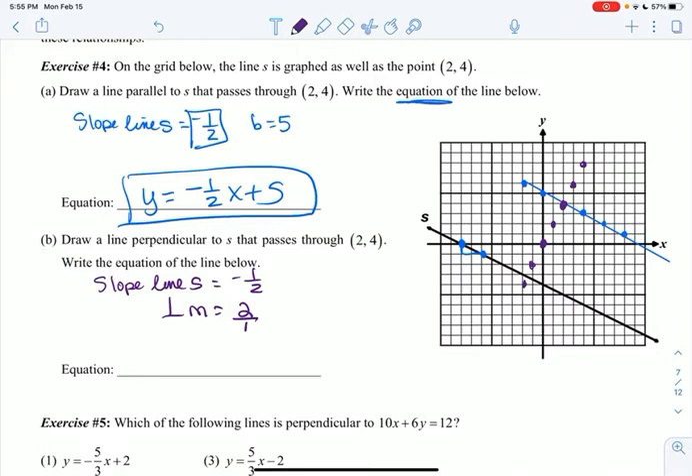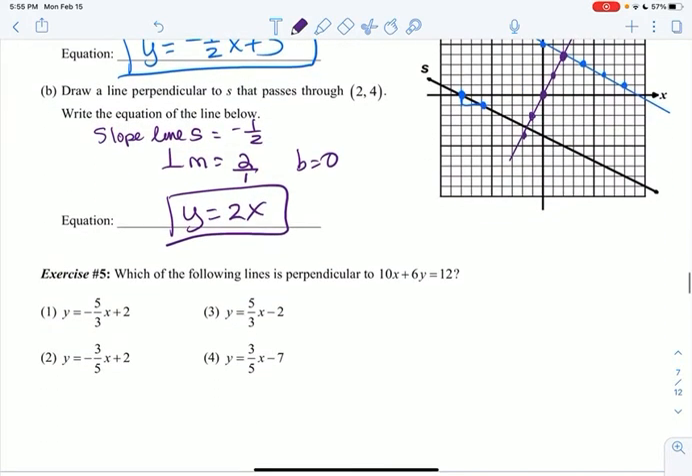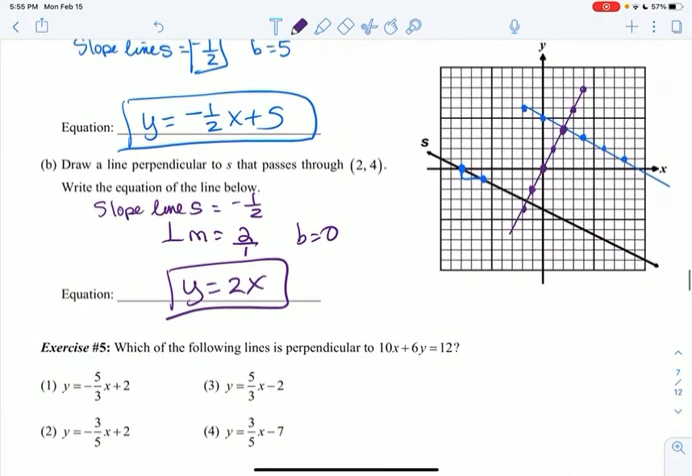All right, and if I connect those, now you can see that they're not actually intersecting. It's not intersecting S at a point, but that's not important. I really just need my y-intercept, and my y-intercept is 0. So y equals 2x. Could I write y equals 2x plus 0? Absolutely, but it's not necessary. Okay, so the purple line is perpendicular to line S, and the blue line is parallel to line S.